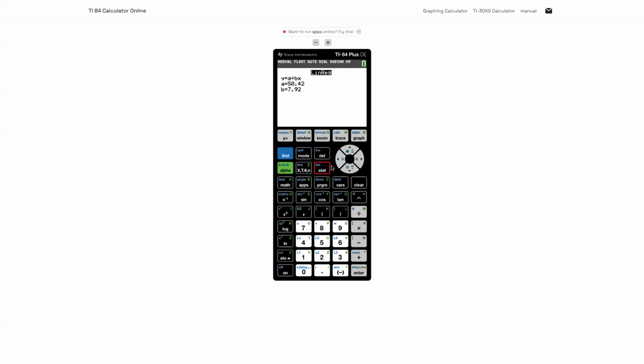So see here, you can model this line as 50.42 plus 7.92x. That is the equation of this line. Make sense? But you know what I told you about the regression coefficient, right? It's not appearing here. It should appear here.